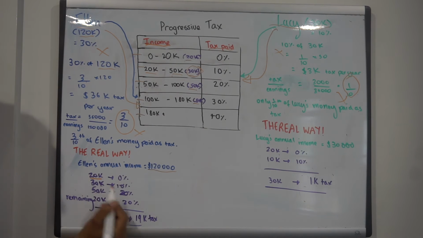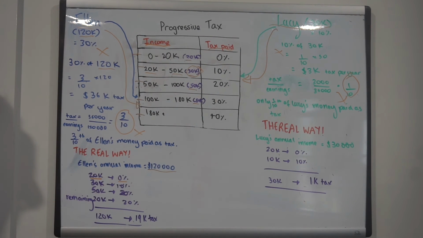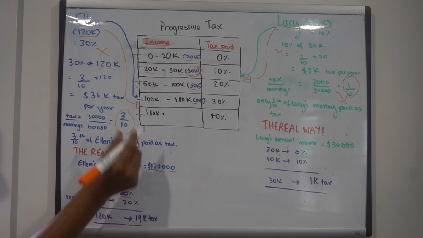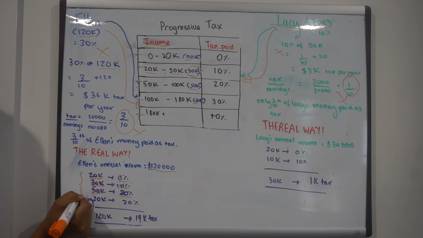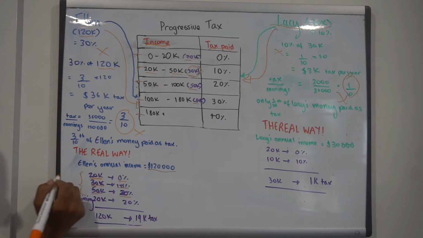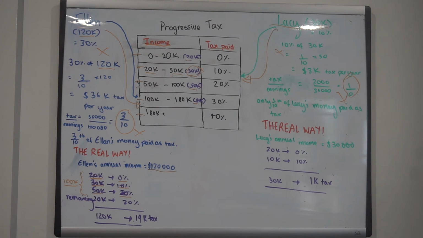For the first $20,000, she pays 0% tax, as is shown in the table. For the next $30,000, she pays 10% tax. For the next $50,000, she pays 20% tax. Now, remember how I said we split up Ellen's income? So far, we've got $20,000 plus $30,000 plus $50,000, and that's gotten us to $100,000.